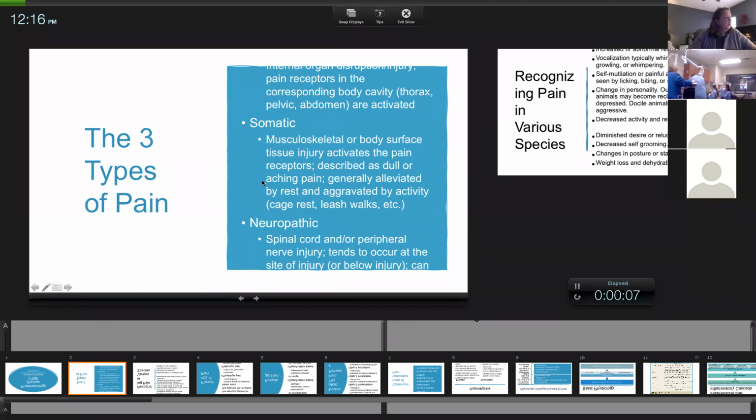And wow, I do not know why it's cutting off part of the slide.